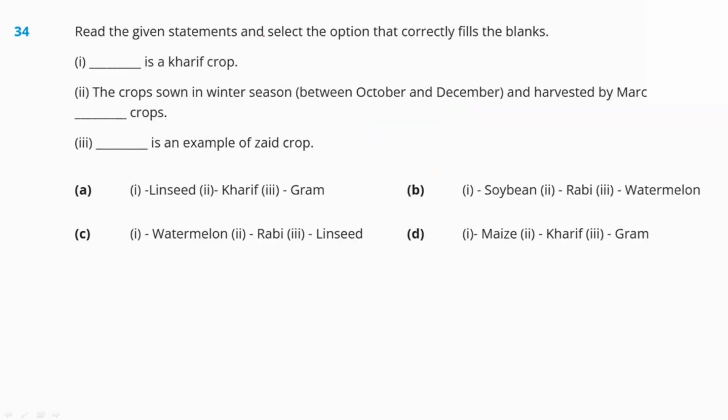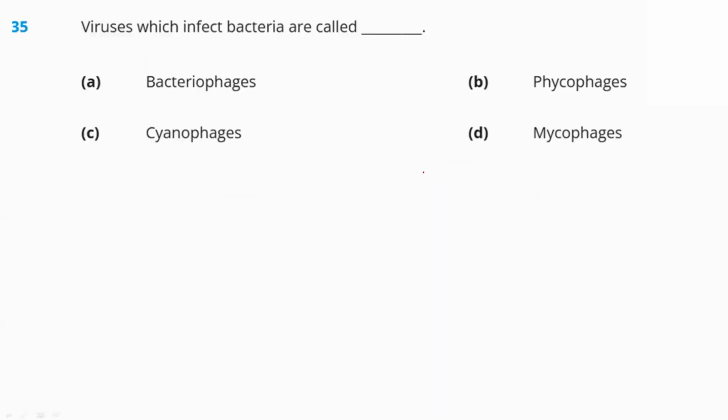Next, read the given statements and select the option that correctly fills the blanks. So dash is a kharif crop. Okay, so soya bean is a kharif crop, right? Then crops grown in winter season are known as rabi crops. And dash is an example of a zaid crop, which is the watermelon. So option number B is our right answer. Next, viruses which infect bacteria are called bacteriophages. Bacteriophages is the right answer.